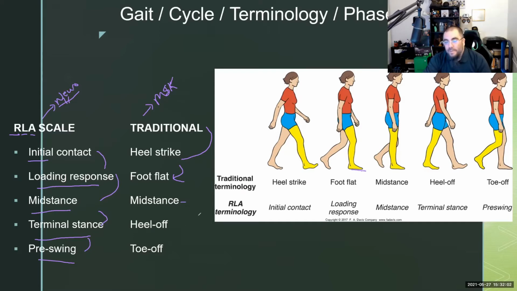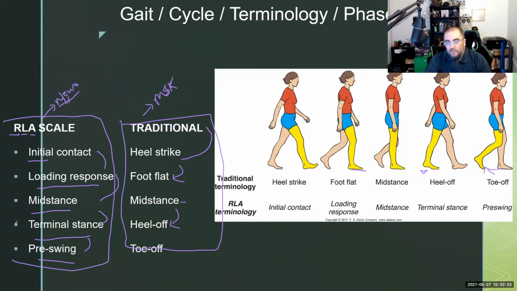Mid stance is when I'm getting ready to move off of foot flat. Heel off. Oh, wait, my foot's heel is now off the ground. The heel's off the ground. And then toe off is when my toe gets to go off the ground. I find traditional is easier for students to understand. And this takes a little bit of work. Would you guys agree with that?